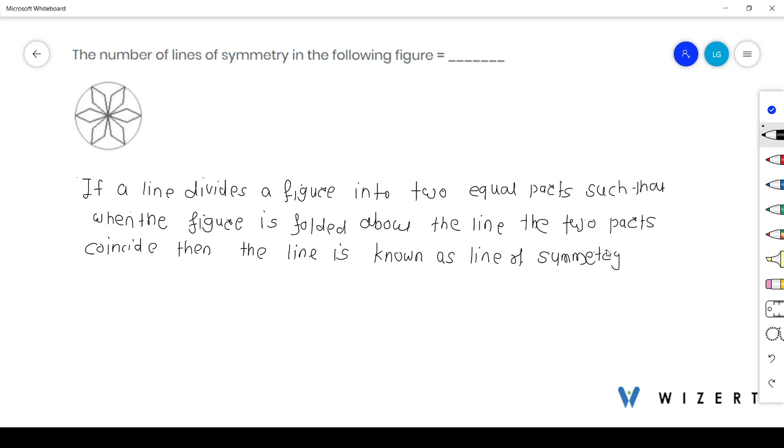Now, here for the given figure, we can fold it 3 times, means 6 lines of symmetry are there. Means after folding this 6 times, the two parts of the figure coincide. Hence, the given figure has 6 lines of symmetry.